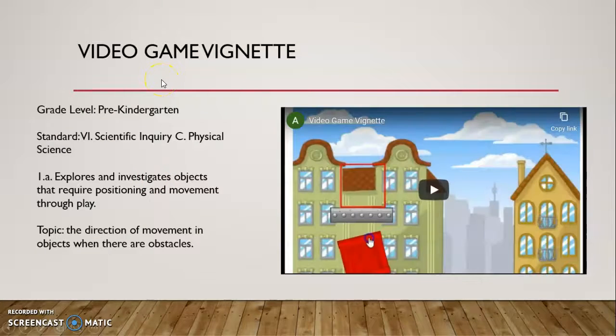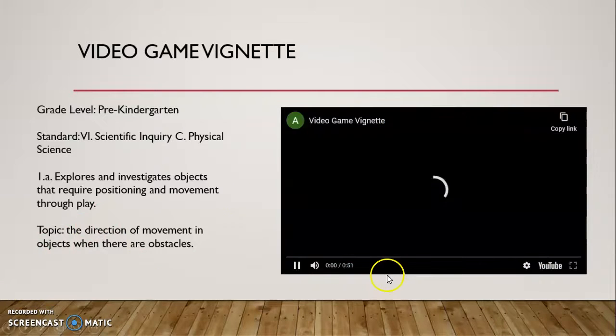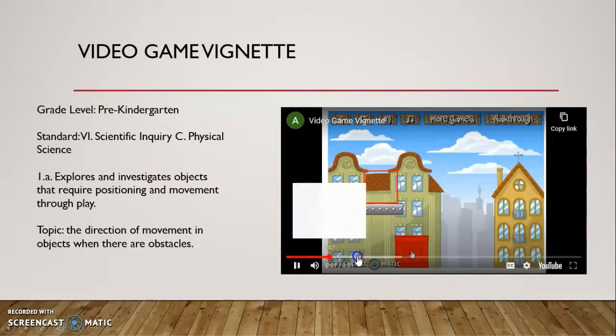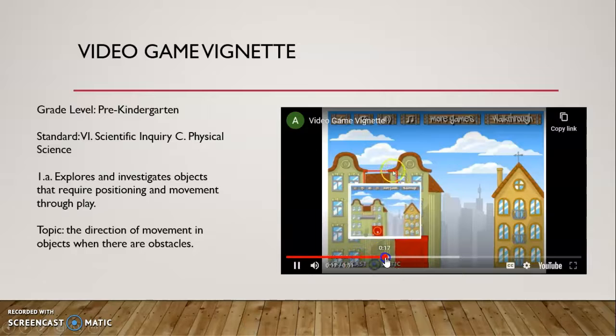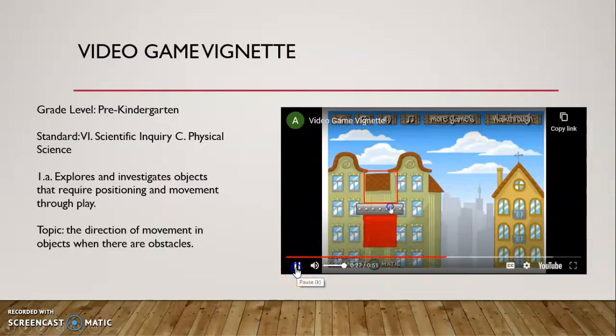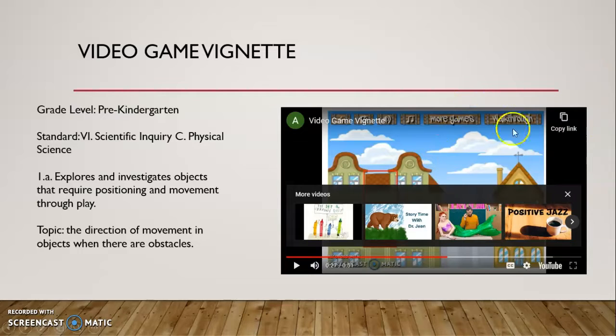My video game vignette, the grade level that I chose was pre-K. My standard was physical science, explore and investigate objects that require positioning and movement through play. My topic was direction of movement in objects when there are obstacles. So I just chose an already made online game and asked some guided questions, like asking the students which direction should I move the box: around, on top, all those vocabulary words.